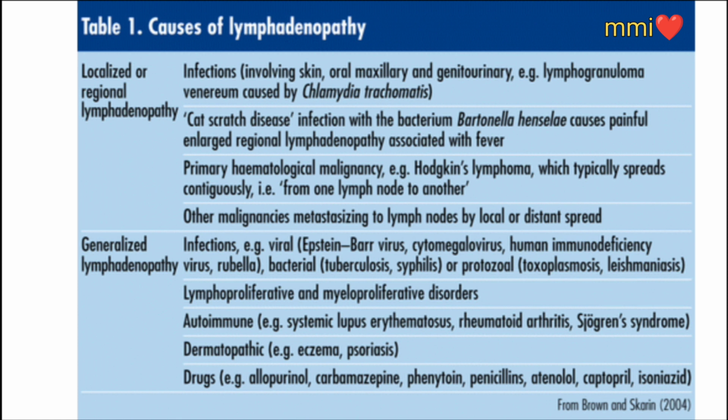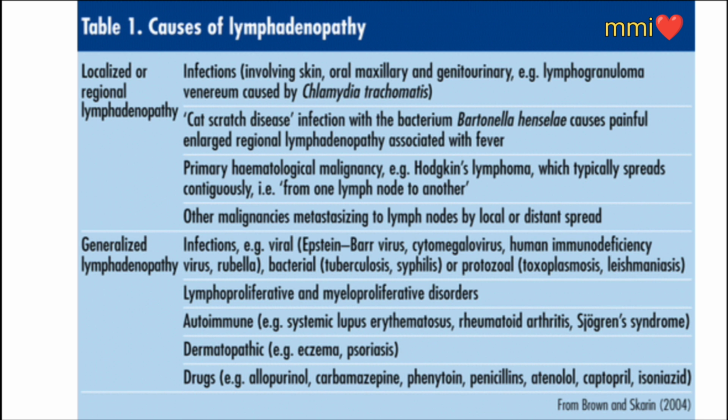Next, coming to the lymphadenopathy. Okay, pallor, icterus, cyanosis, clubbing, edema, lymphadenopathy. Lymphadenopathy is last. Okay, what is lymphadenopathy? The enlargement of the lymph nodes. It can be localized or regional lymphadenopathy or generalized lymphadenopathy. Okay. Causes for localized lymphadenopathy are infections involving skin and axilla, genitourinary, lymphogranuloma venereum caused by Chlamydia trachomatis.